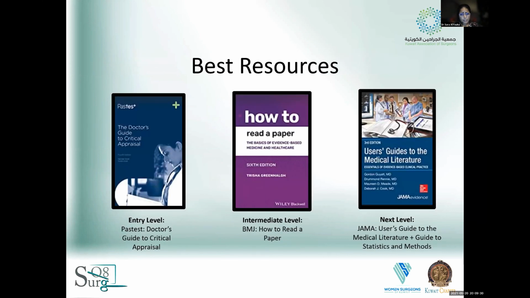Okay. So last thing I want to share with you is the best resources to get you established in this area, if you're interested to look into it further, or if you want a book with a bunch of checklists that can get you started. So entry level, I really recommend PASS Test, the Doctor's Guide to Critical Appraisal. It's really, really good. And it's really simple. It's very easy to read. There's also the BMJ's How to Read a Paper, which has a little bit more detail. And then lastly, if you want to go to the next level, the User's Guide to the Medical Literature by JAMA. It's based on a bunch of articles that were published in JAMA, and it has a second book that focuses on the statistical part. So these are resources that I highly recommend. And actually my entire talk is based on them. So there's nothing original there.